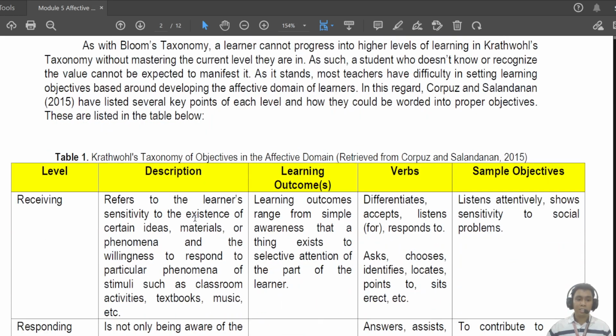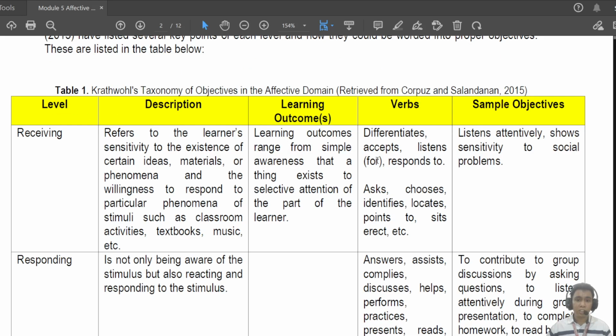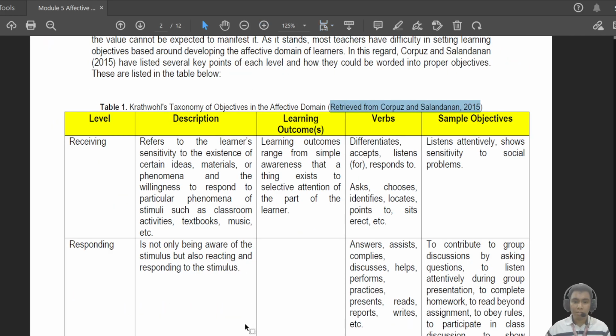As you can see here in table 1, it helps you to see the description for each level, what learning outcomes are there in a particular level, verbs that you can use in creating your learning competencies, and sample objectives. These are all provided by Corpuz and Salandanan in their 2015 publication. Let me just zoom out a bit. Don't worry, you will have a soft copy of this module if you can't see it on this recording.